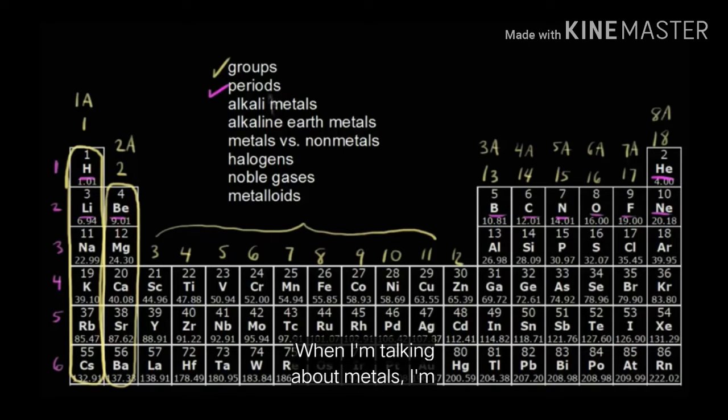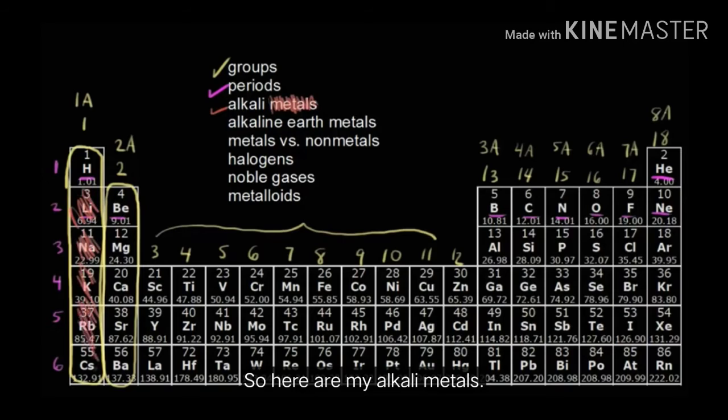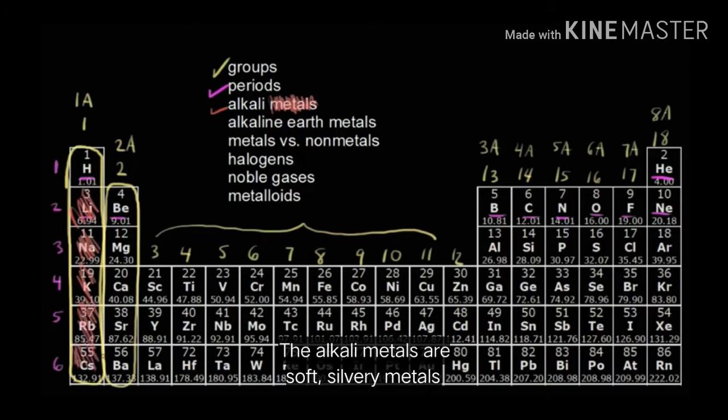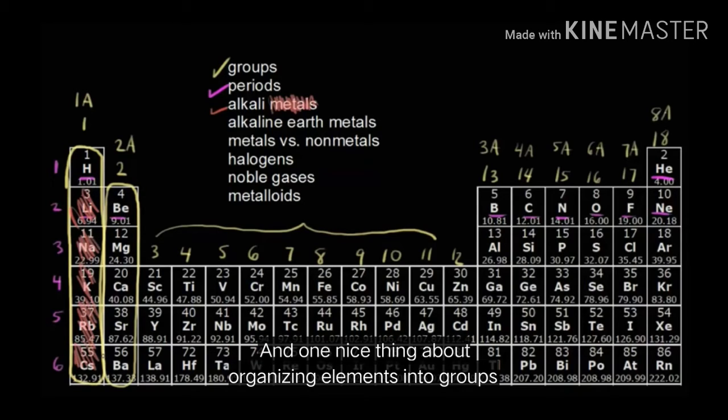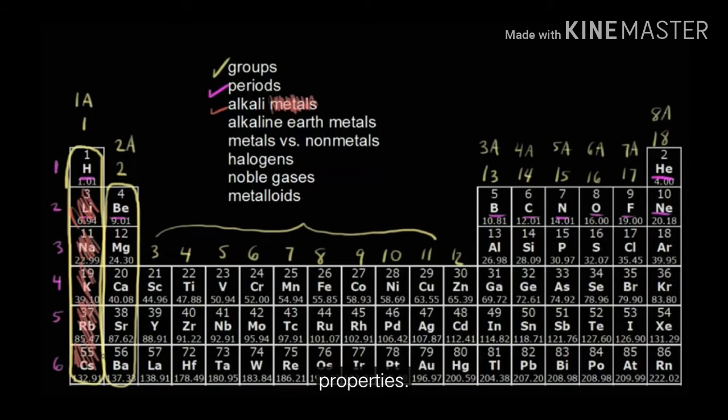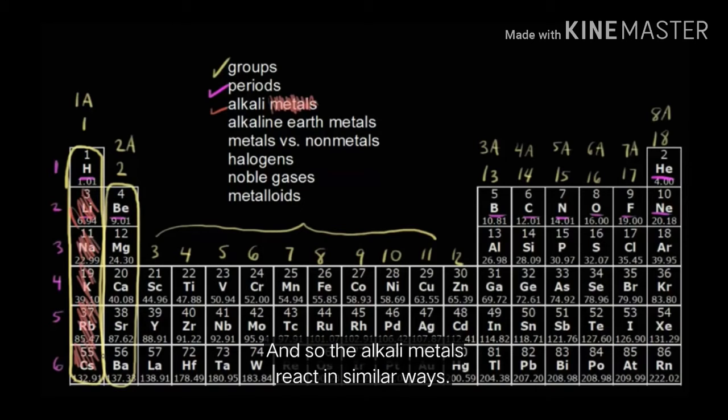When I'm talking about metals, I'm going to try to write in red here. So the alkali metals are found in group 1 or group 1A. So things like lithium and sodium, potassium, right? So here are my alkali metals. The alkali metals are soft silvery metals that are extremely reactive. And one nice thing about organizing the elements into groups is elements in the same group have similar chemical properties. And so the alkali metals react in similar ways.